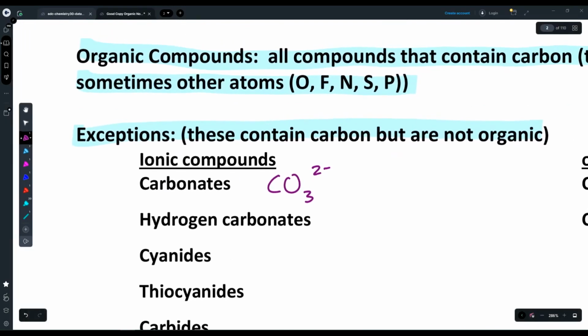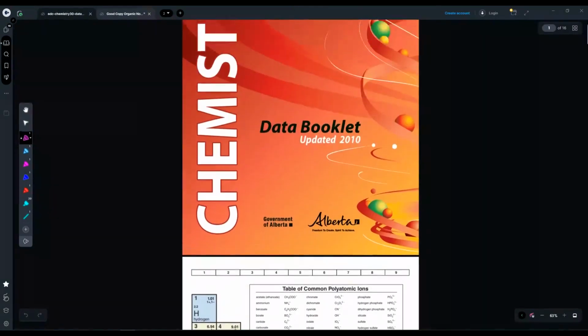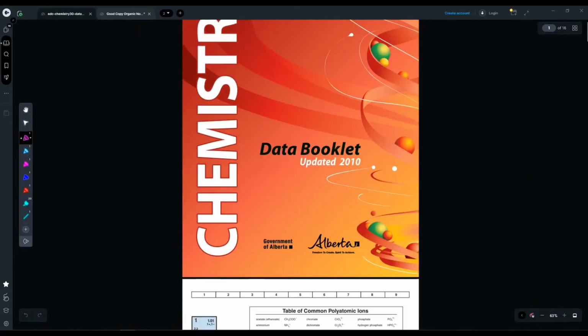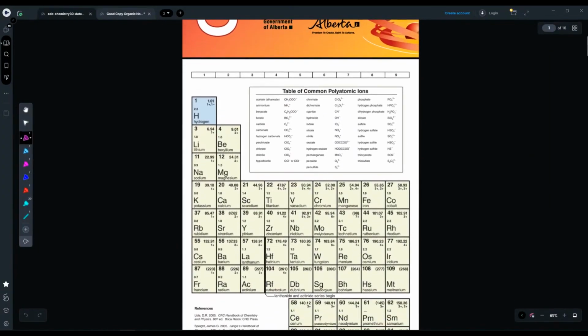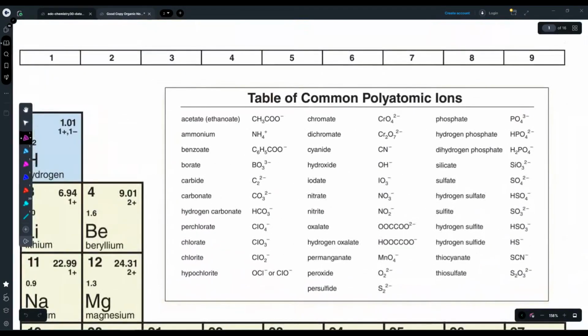If you're thinking to yourself, it's been a minute since Chemistry 20, and you're wondering where you could find this polyatomic ion, what you can do is head to your Chemistry 30 data booklet, go to the periodic table, and there's a list of common polyatomic ions. So carbonate is listed right here.